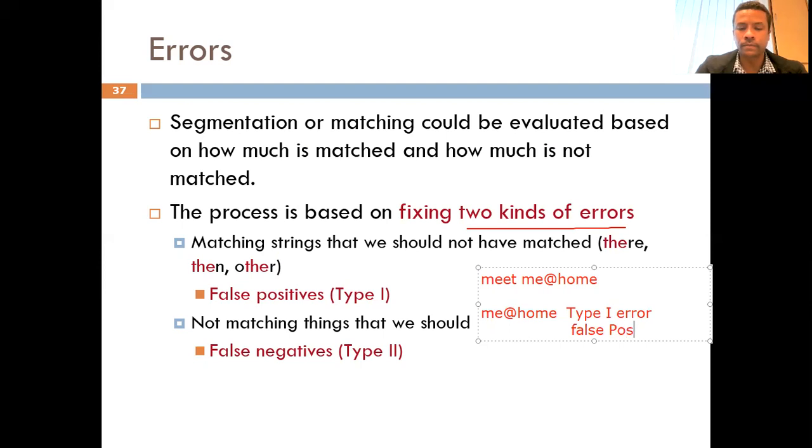You have to keep this in mind. The other one, we call it type 2 error. Type 2 error means false negative, which means I might have this email, for instance.